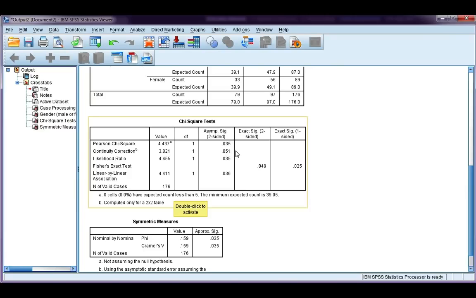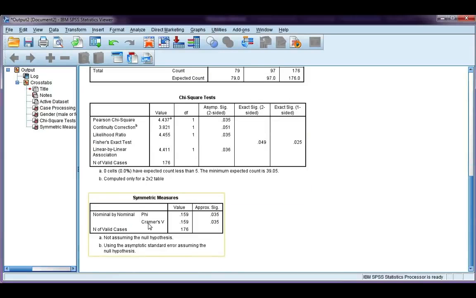Now, most of the time you're going to be testing at the 5% level of significance. You might call that value alpha, and this value here, which is equivalent to 3.5%, is less than the alpha value. So that means our result would be statistically significant. And we would accept our alternate hypothesis, which says that there is a significant association between gender and smoking status. In other words, smoking status is not independent from gender. It is dependent on gender.